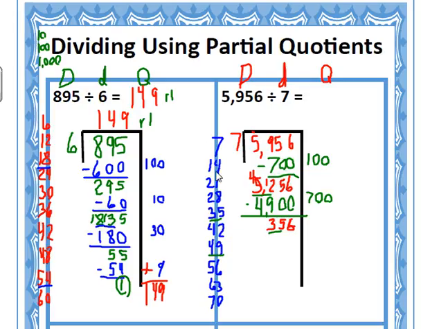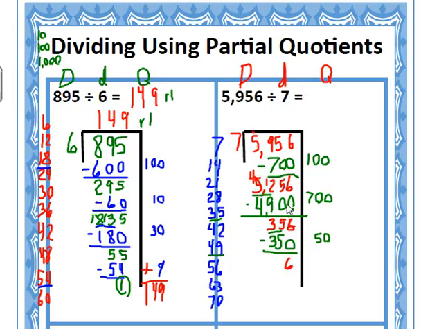So 1, 2, 3, 4, 5 times 7. 5 times 7 is 35. But how can I make this not just 35, but 350? I need one more 0, so I'd add 1 0 here, right? Because 7 times 50 is 350, right? So if we practice that as we practice with multiplication, 7 times 50 is going to be 350. So now we can subtract. And we have a difference of 6.